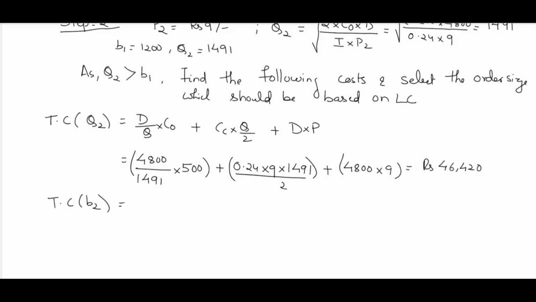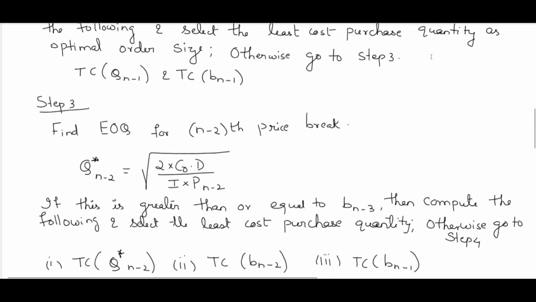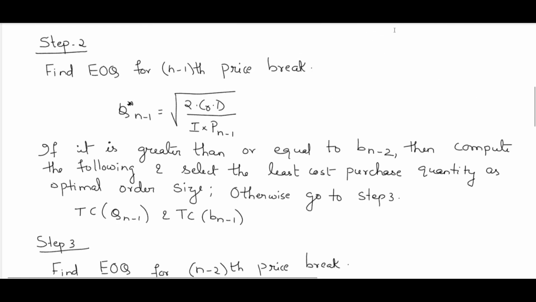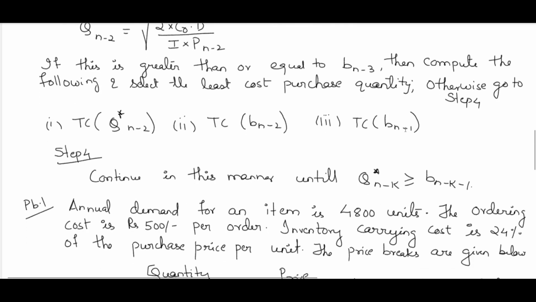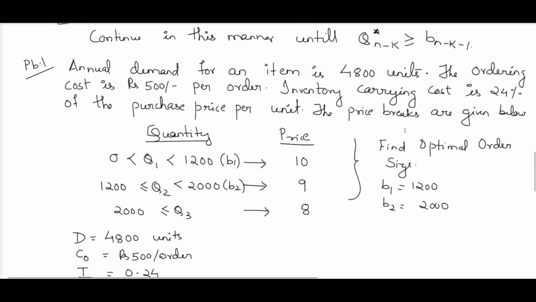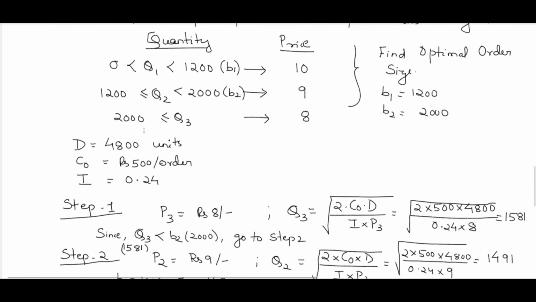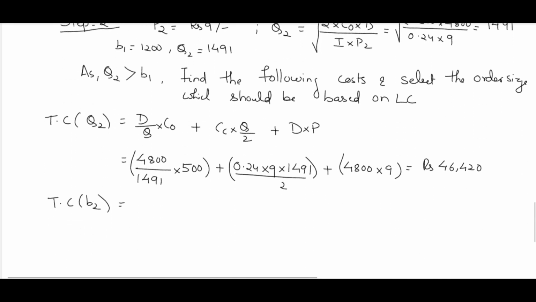Then again you have to determine the total cost with respect to B2 as order quantity. Q2 was your order quantity. Now you check for B2. You have to determine the total cost for Qn minus 1 and total cost for Bn minus 1. For Q2 you have determined the total cost. Now you compute for B2. Which one will be smaller? That will be the answer.